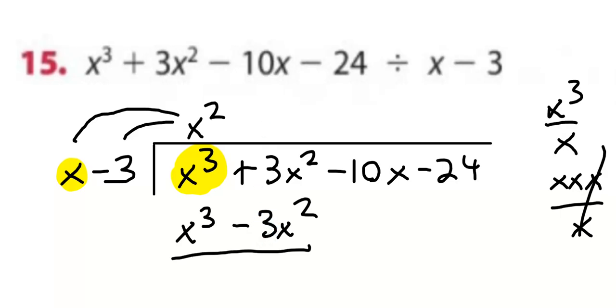What happens when we subtract this then? That changes to a minus. But this one's already a minus, which means it has to change to a plus. That's probably what got you. What's 3x squared plus 3x squared? 6x.